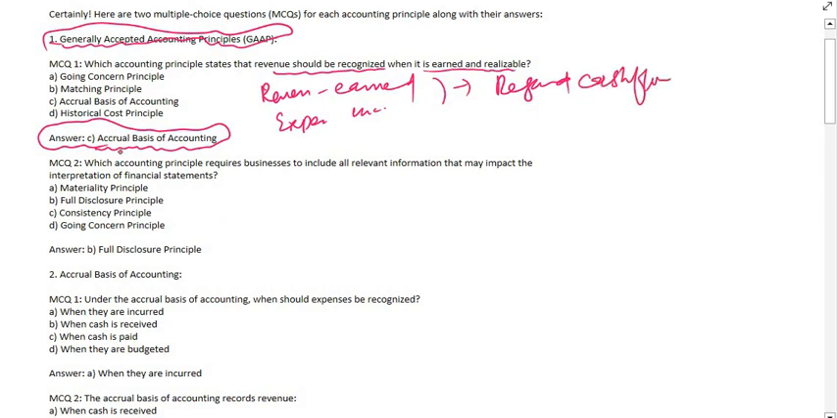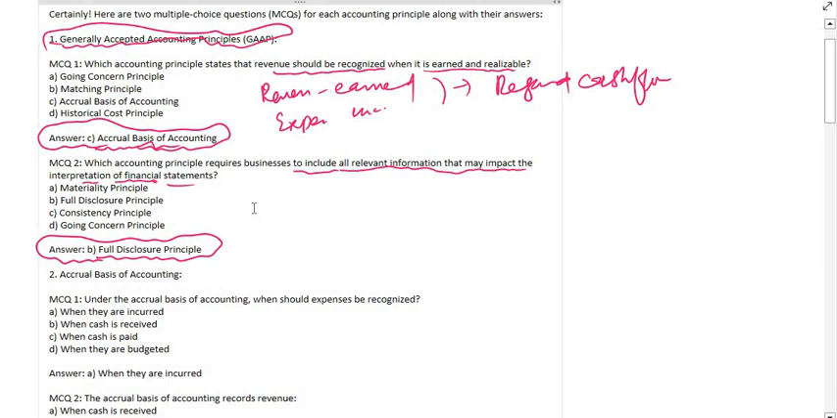So the first MCQ is on the accrual basis of accounting. Which accounting principle requires a business to include all relevant information that may affect the interpretation of the financial statement? That one is the full disclosure principle. You have to disclose all the material information that should be disclosed in a financial statement.